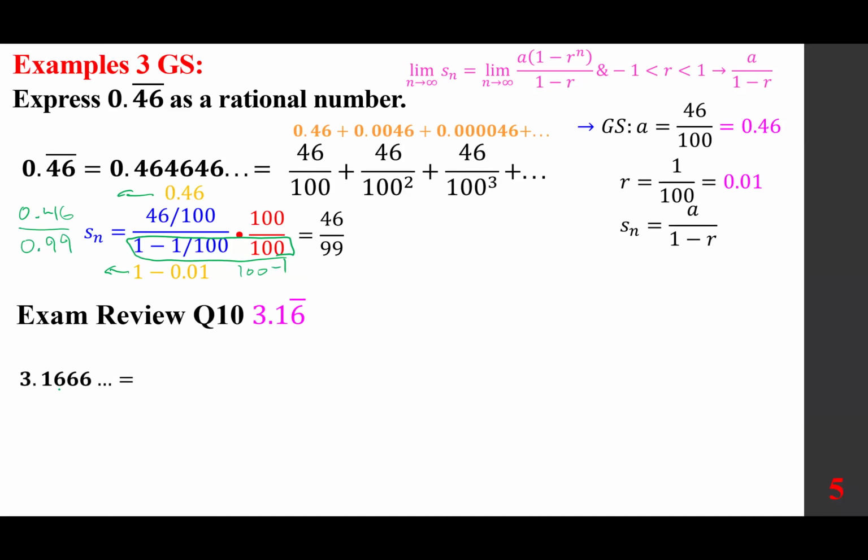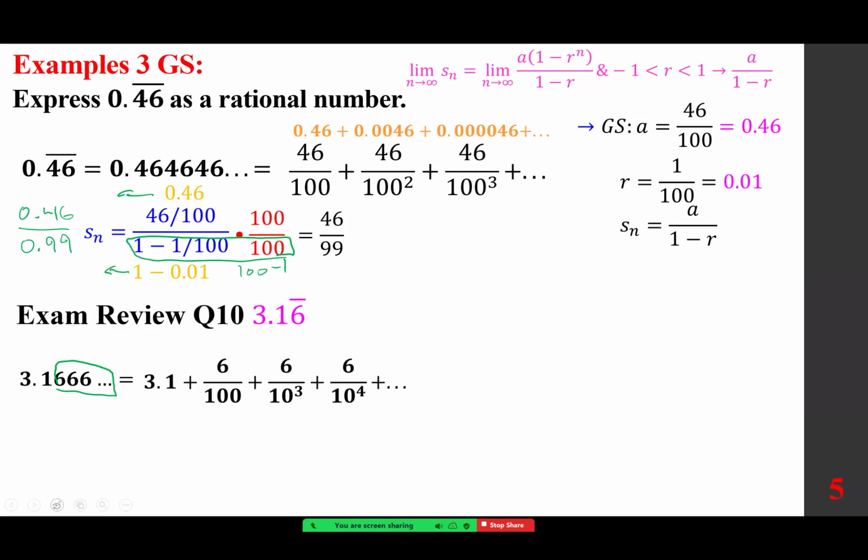3.166666. And this is the part we are going to work on. And we are going to write it in two ways. In fractional format, this is 6 over 100. This is 6 over 1,000 and so forth. In decimal format, this is 0.06. This is 0.006 and so forth. So again, you're dealing with the geometric sequence, where we are looking at this part.